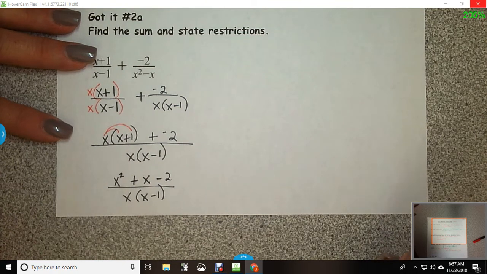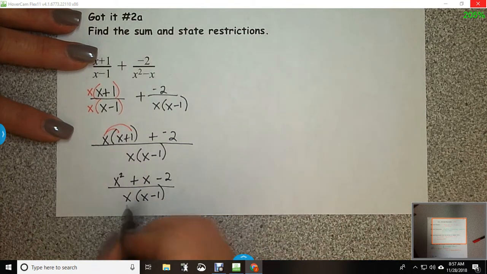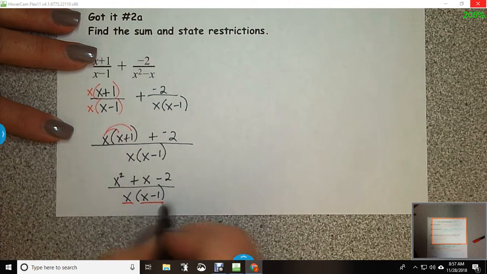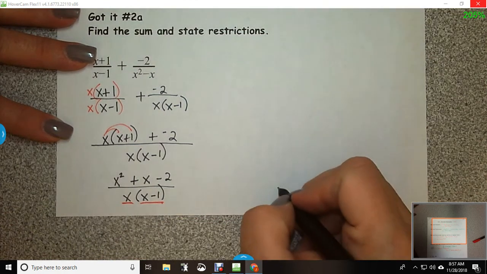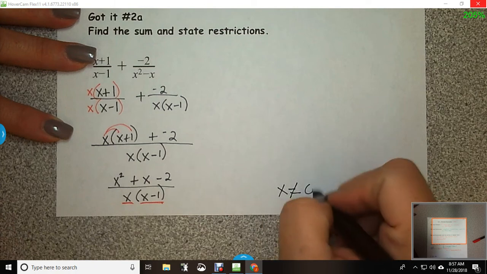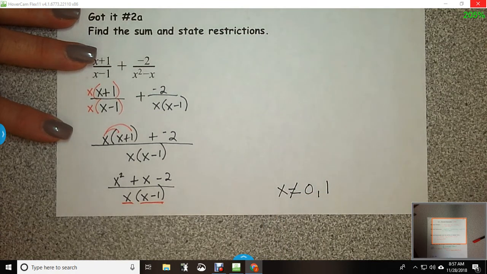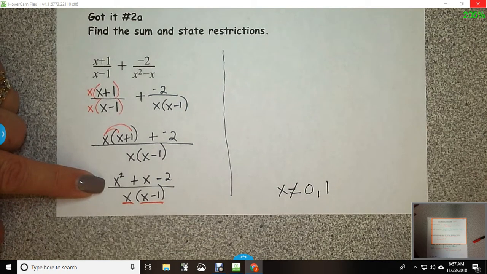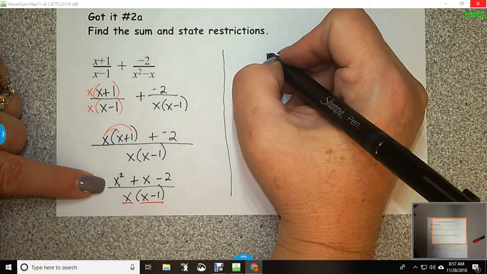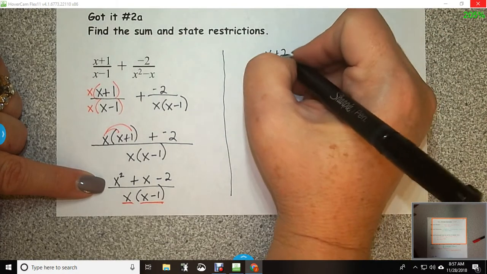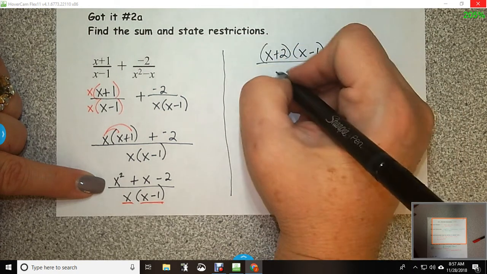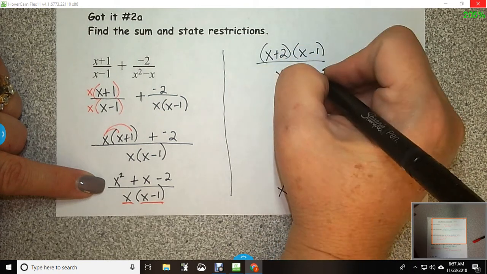So at this point, let's go ahead and state our restrictions. Here, x can't be 0 and x can't be 1. My next step is I have to take this numerator and factor it so I can see if I get stuff to cancel. So that will factor into x plus 2 times x minus 1 over x times x minus 1.